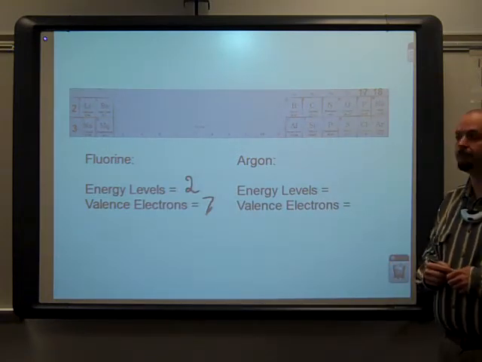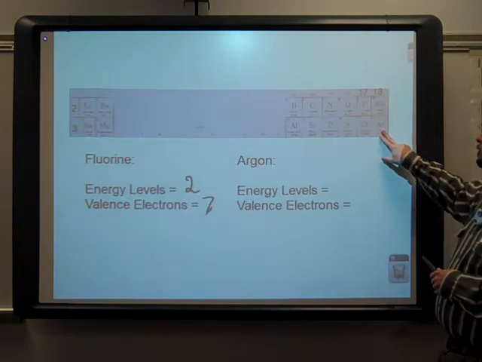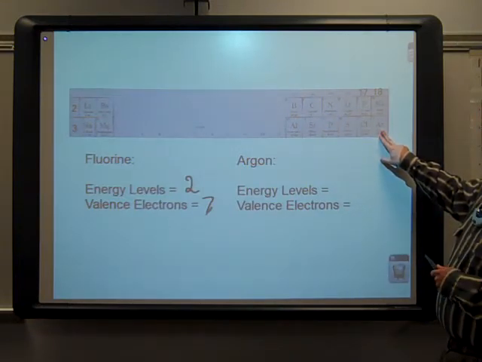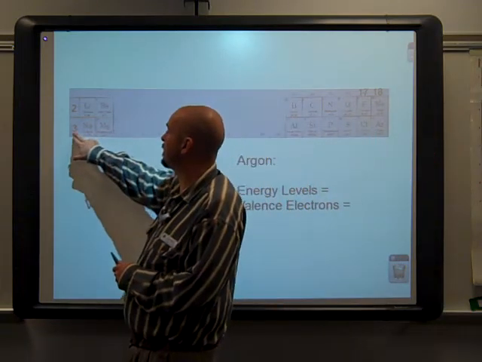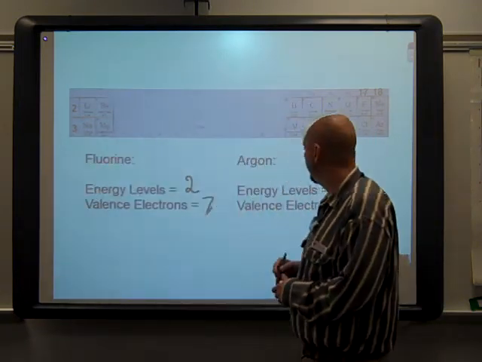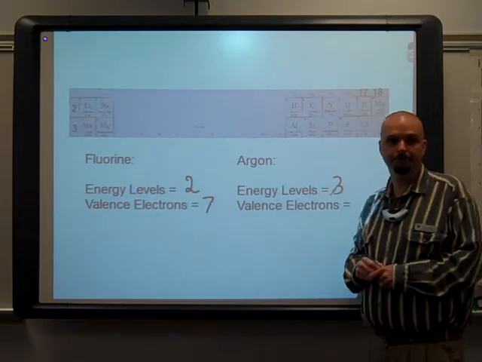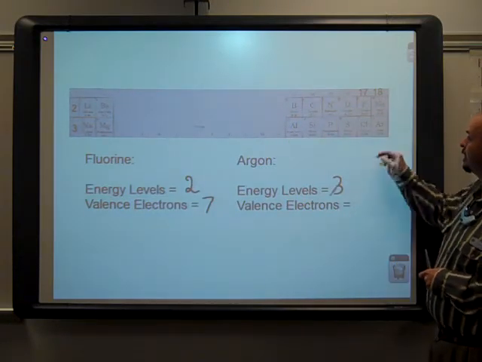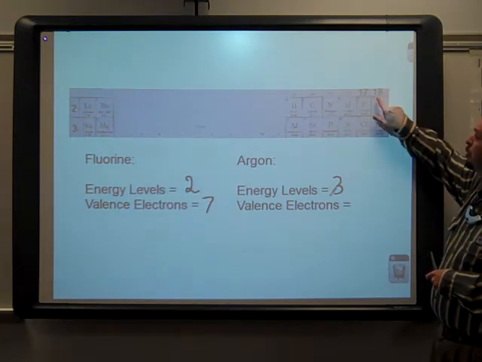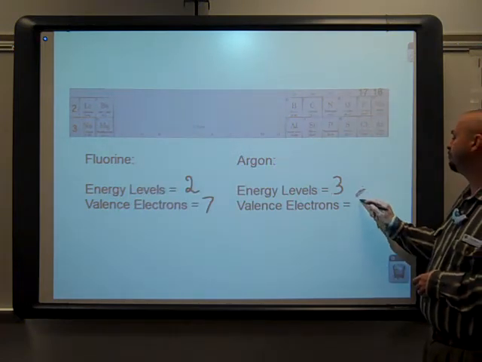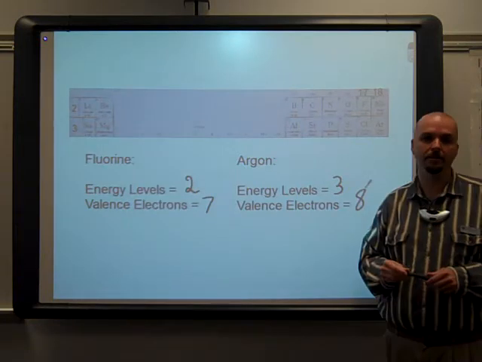Last one, argon. Ar is the symbol. For the energy levels, again, we're going to look at that period number all the way across the left side of the table. There it is. 3 energy levels. For the valence electrons, again, we look at the group. We are in group 18 this time. Remember to drop the 1. It has 8 valence electrons.